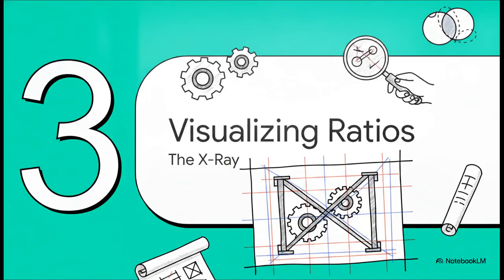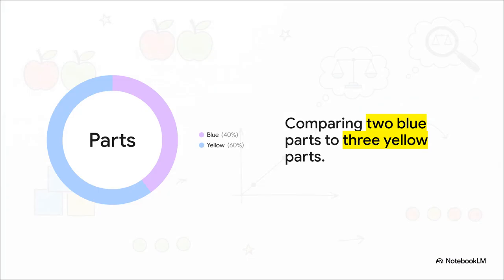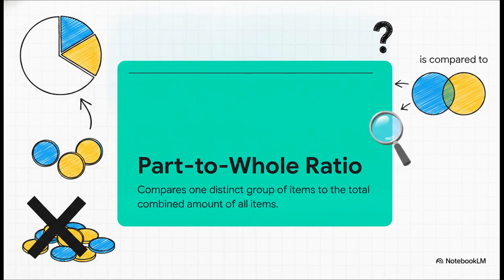Part 3, visualizing ratios, the X-ray. Okay, let's put a ratio under the X-ray to really see its structural integrity. A lot of errors happen simply because we rush straight to the numbers without visualizing the relationship first. This brilliantly illustrates the difference. We've got 2 blue parts compared to 3 yellow parts. Now that's a very specific part-to-part relationship. But look at the whole circle. It is vastly different to say 2 blue parts than it is to say 2 blue parts out of 5 total parts. It's such a common trap, confusing the pieces with the whole pie.